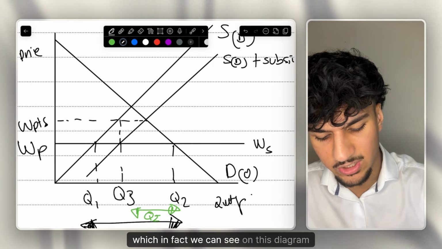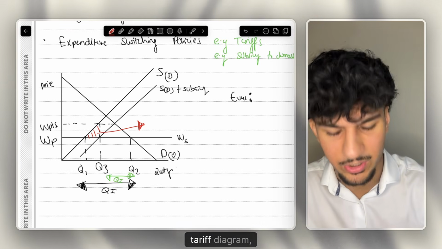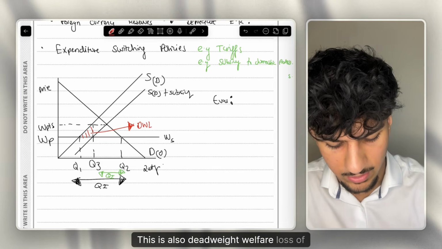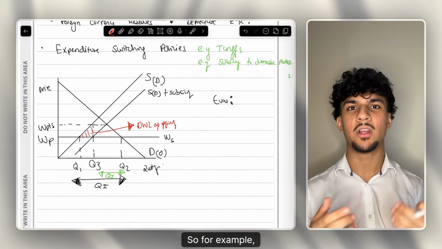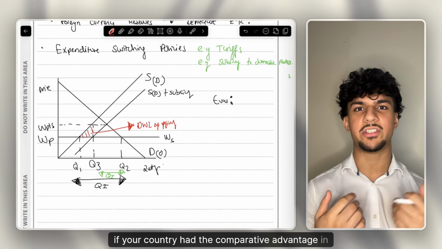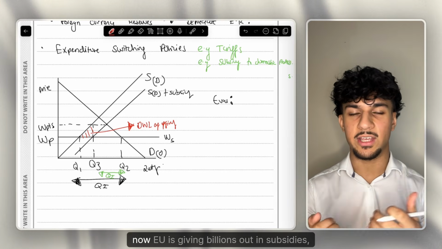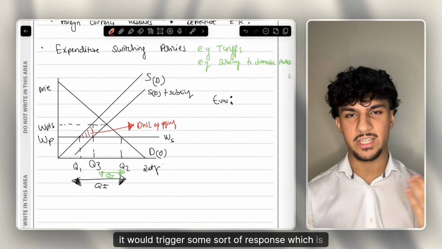which in fact we can see on this diagram, which has a triangle here, just like on your tariff diagram you would see a triangle of deadweight welfare loss. This is also deadweight welfare loss of efficiency, and this would therefore trigger retaliation. So for example, if your country had the comparative advantage in farming, maybe you had a big farming exporting sector, and now the EU is giving billions out in subsidies, it would trigger some sort of response, which is retaliation.